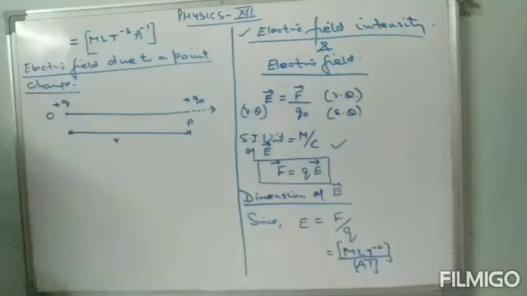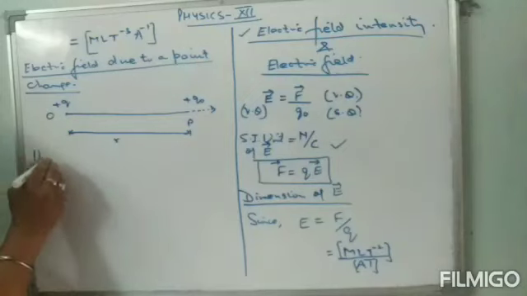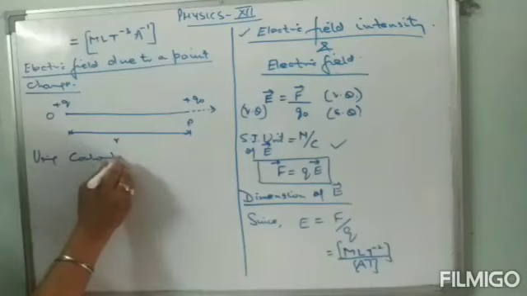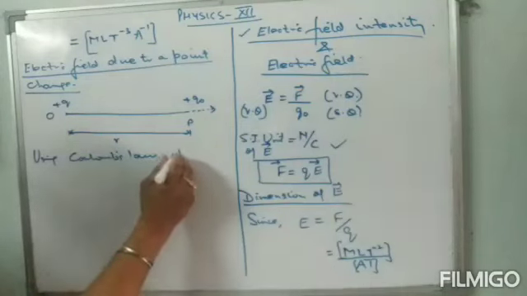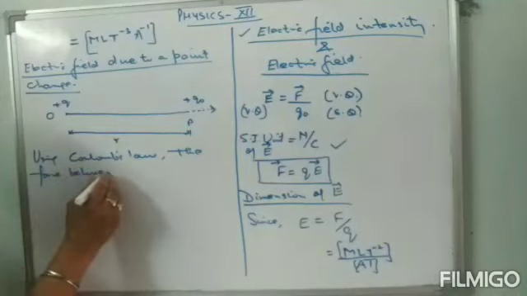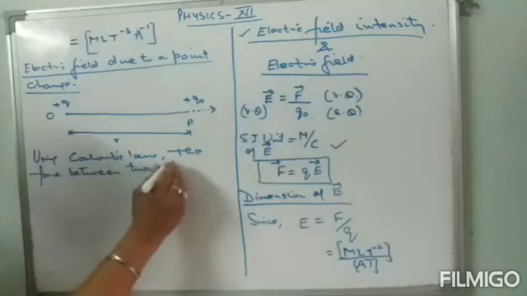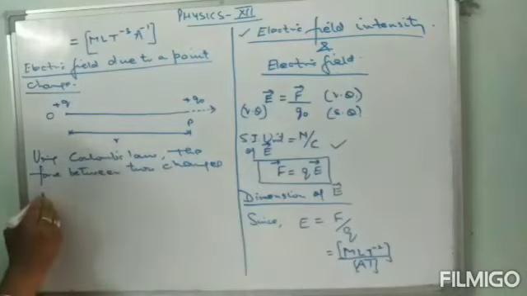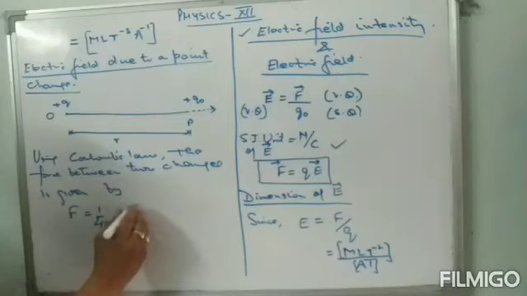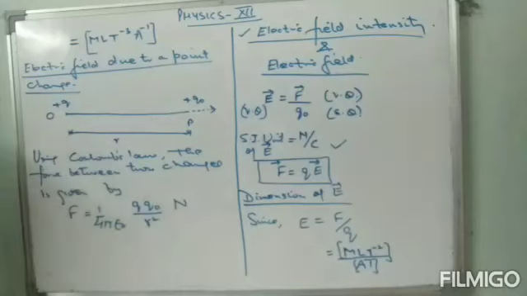Between these two charges, let's use Coulomb's law. Using Coulomb's law, the force between two charges is given by F is equal to 1 upon 4 pi epsilon naught, Q q naught upon R square Newton.